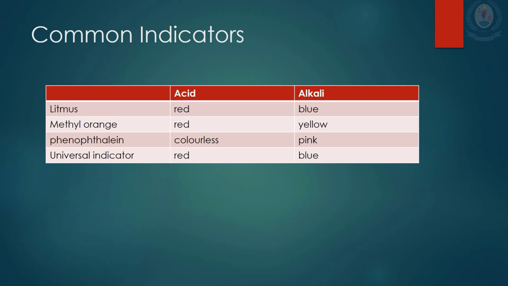Phenolphthalein indicator in acidic solutions will show colorless. In alkali solutions it will show pink. Universal indicator in acidic solutions will show red. In alkali solutions it will show blue.